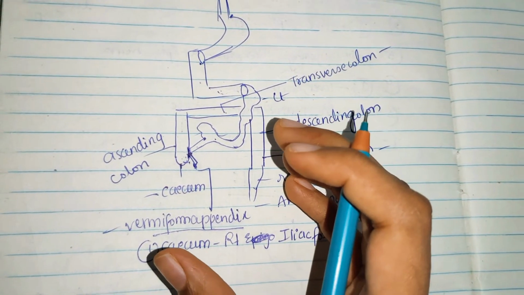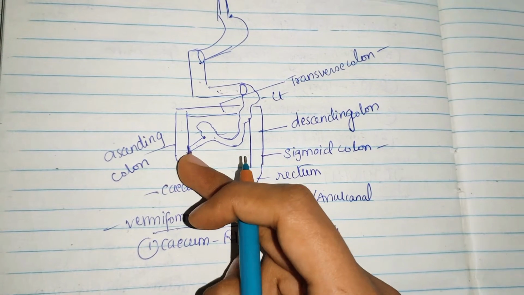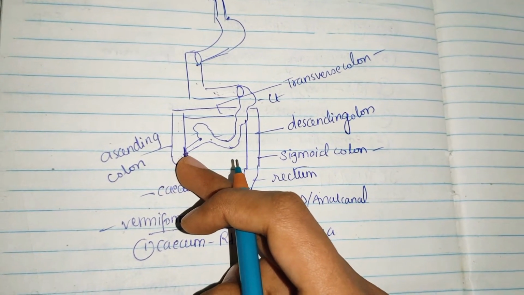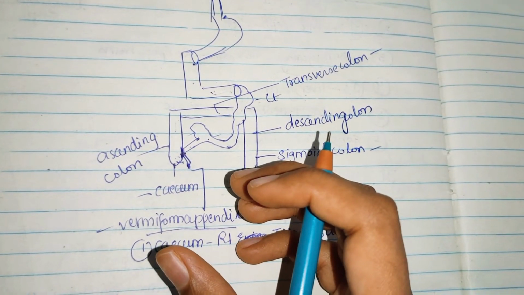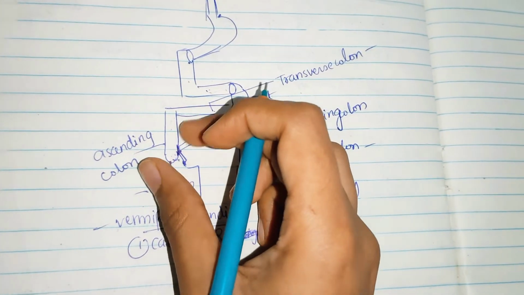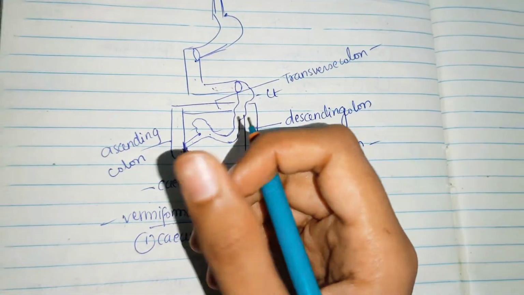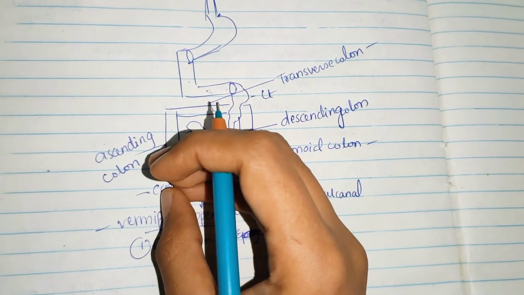Next, coming to its dimensions, the cecum is 6 centimeters long and 7.5 centimeters broad. It is one of the organs in the body which has greater width when compared with its length. Next, coming to its relations now.